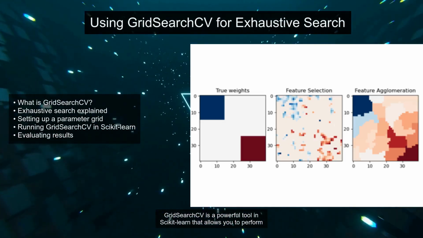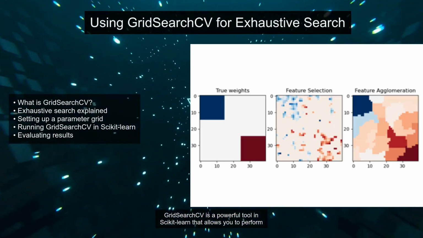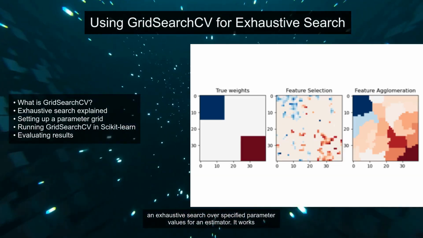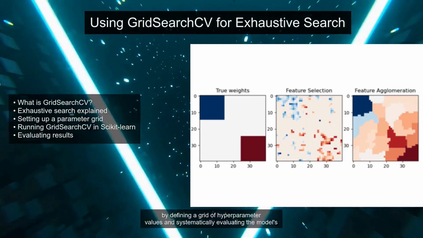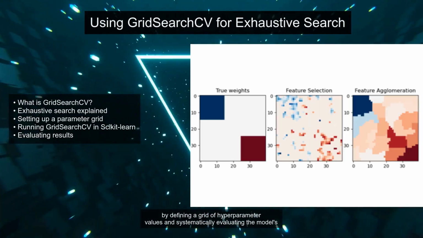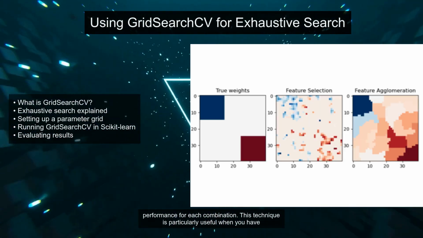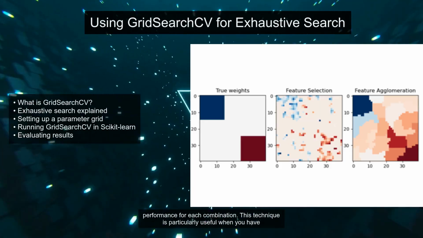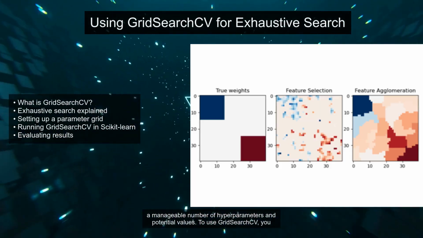GridSearchCV is a powerful tool in Scikit-learn that allows you to perform an exhaustive search over specified parameter values for an estimator. It works by defining a grid of hyperparameter values and systematically evaluating the model's performance for each combination. This technique is particularly useful when you have a manageable number of hyperparameters and potential values.